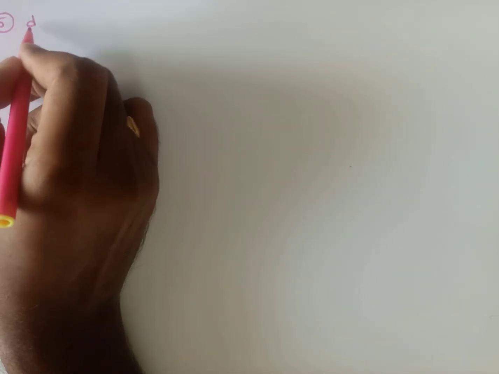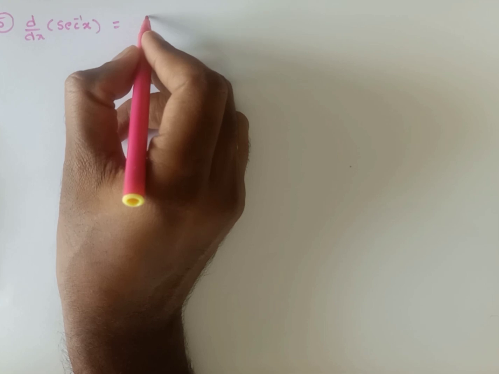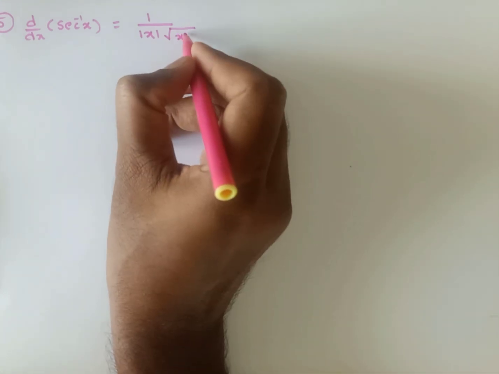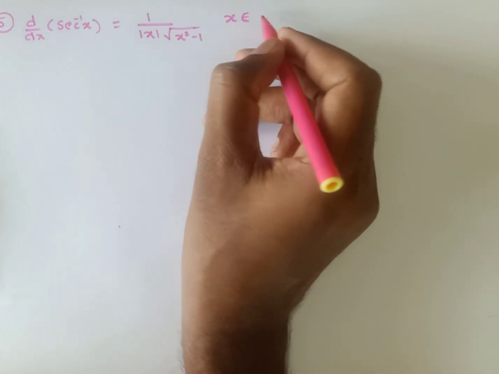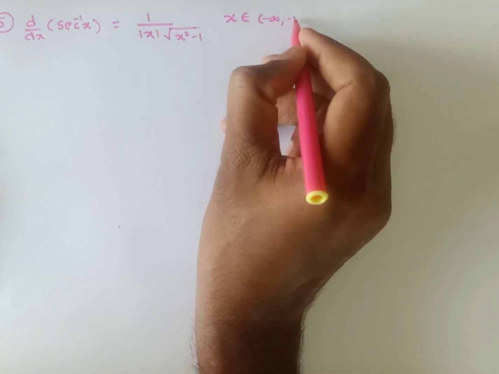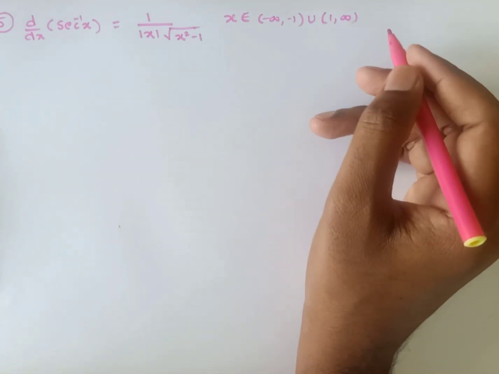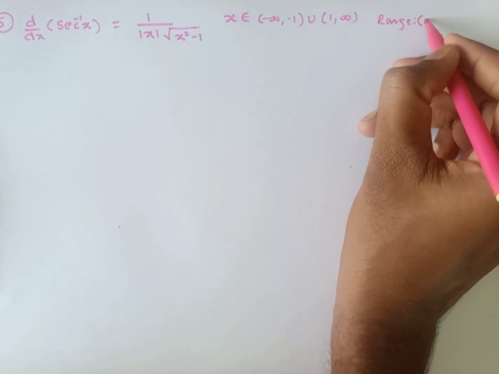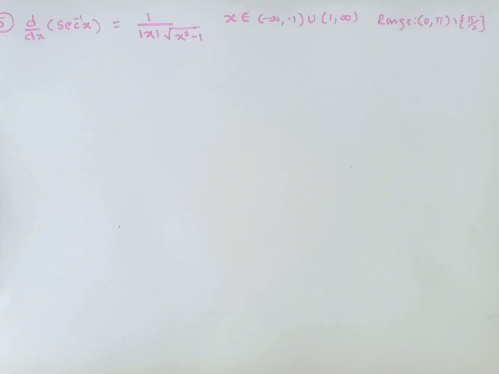So next, the fifth inverse trigonometric function, that is d by dx of secant inverse of x, which is equal to 1 divided by modulus of x into root of x square minus 1. Here x belongs to minus infinity to minus 1 union 1 to infinity. The range for secant inverse of x is 0 to pi except pi by 2.